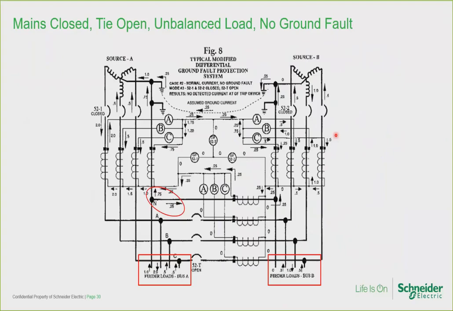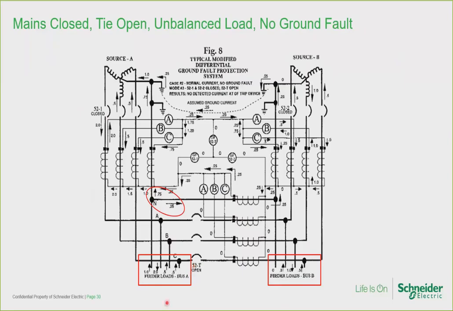Notice at the top left is a source A transformer, which feeds main breaker A, which in turn supplies bus A at where the red box here is in the bottom. Similarly, at the top right is the source B transformer, which feeds main breaker B, which in turn supplies bus B at the bottom right. In this MDGF application, we have the 2 main breakers closed. You can see 52.1 is closed, 52.2 is closed, and the tiebreaker is open.